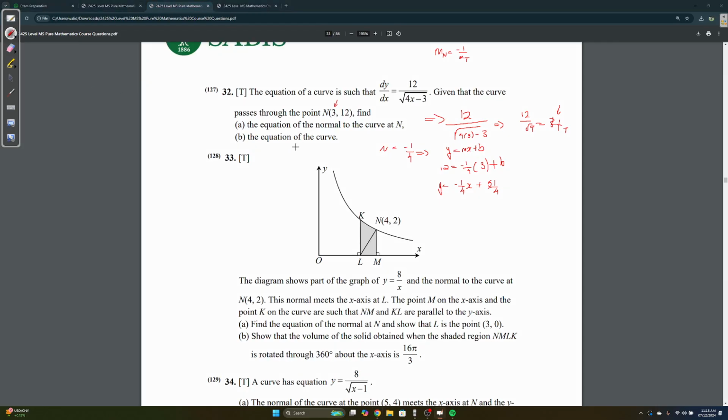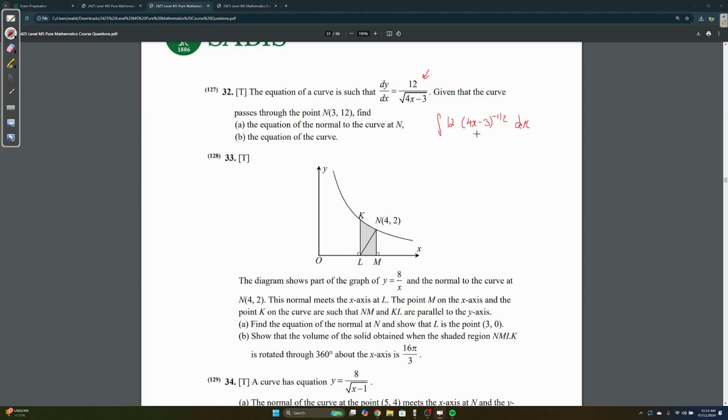The equation of the curve, obviously, if you have the equation of the derivative, you just have to integrate. Okay, so let me just erase this a bit. I need to integrate this. So the integral of 12 times 4x minus 3 to the power of negative half. Why half? Because it's a radical. Why negative? Because I took it up. Okay, dx. Please make sure to put dx.